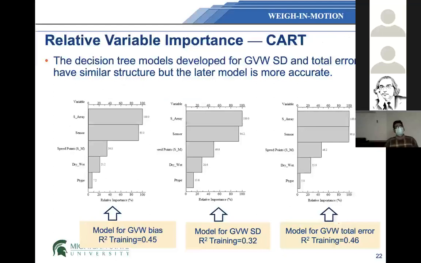So in this case, you see sensor array, sensor type, speed points, climate, dry or wet, and pavement type. They are important factors. These are shown with importance, where 100% means it's the most significant. And these are the 5 factors which are impacting the accuracy of these sensors.